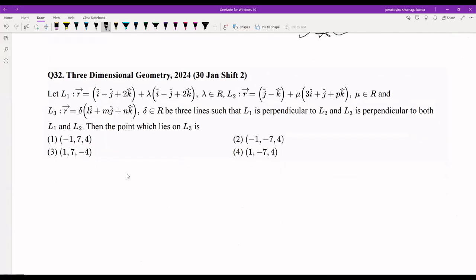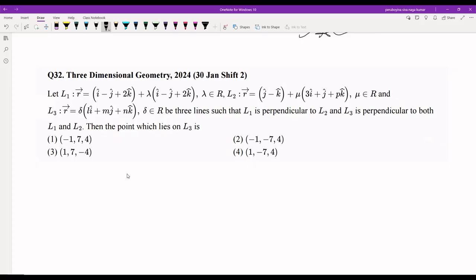So L1 is a line equation: R bar equals passing point I bar minus J bar plus 2K bar, plus lambda of I bar minus J bar plus 2K bar. Lambda can be any real number. Second line, R bar equals J bar minus K bar plus mu into 3I bar plus J bar plus PK bar. Mu can be any real number. And the third line is also given: R bar equals, the passing point is not there, maybe the origin, plus delta of Li bar, Mj bar and Nk bar. Delta can be any real number. There are 3 lines such that L1 is perpendicular to L2, and L3 is perpendicular to both.